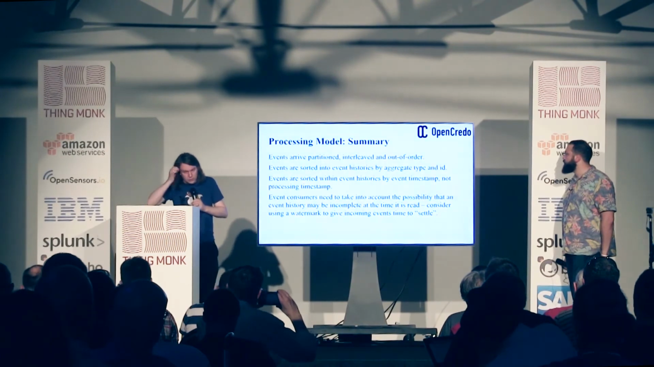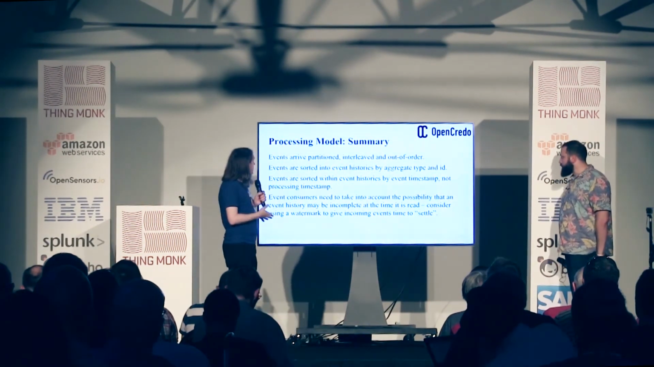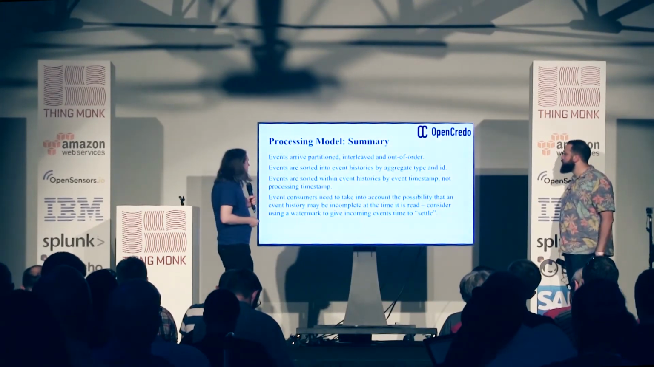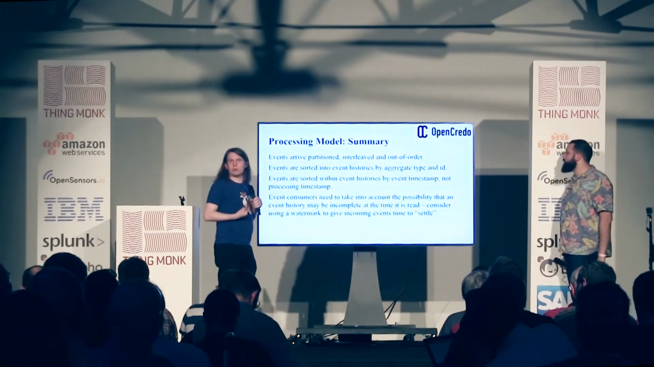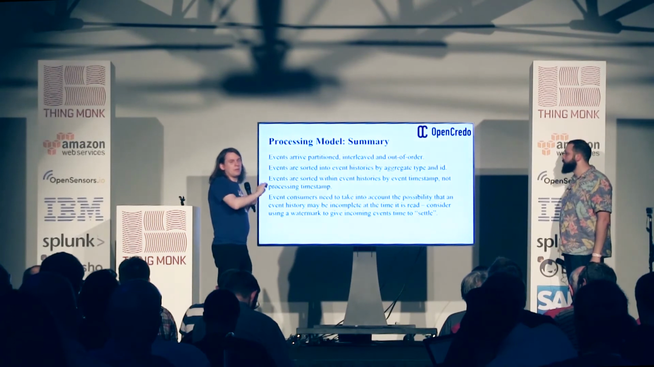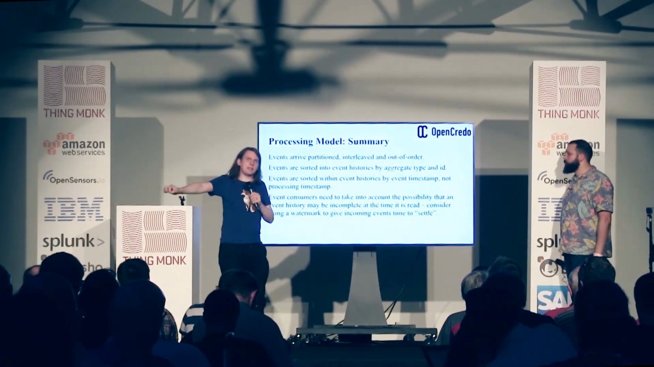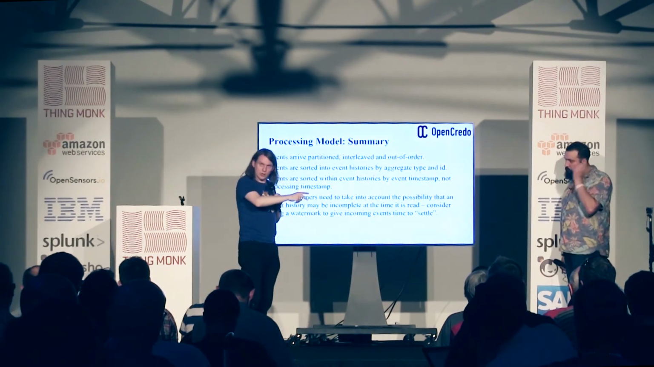So it's a quick summary of the processing model. We've got events that may arrive partitioned, interleaved, and out of order. We sort them into event histories by aggregate type and ID. Within event histories, we sort them by event timestamp and not processing timestamp. So it may be that events arrive out of order, but the event we process later gets slotted into the history before the last event we observed.